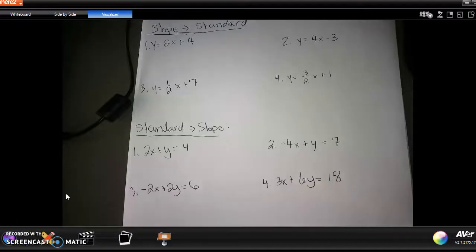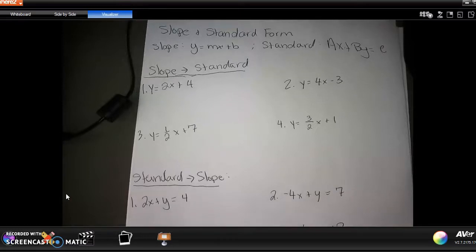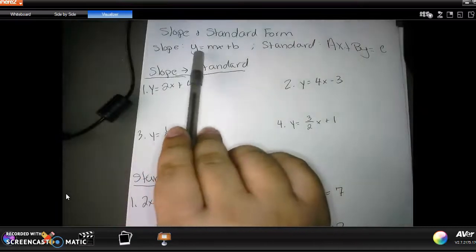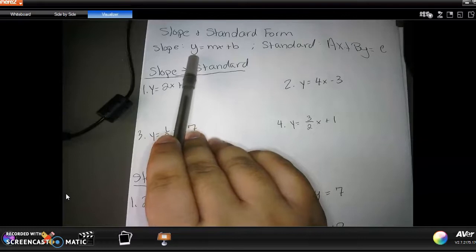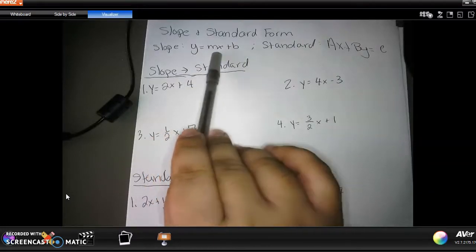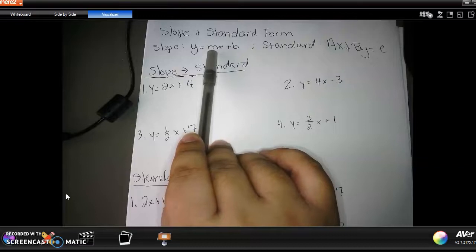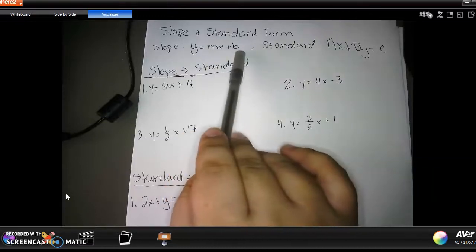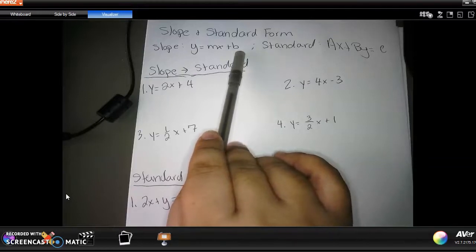Okay, so we're going back to our slope and standard form. Alright, so just a quick refresher. When we're talking about slope-intercept form, that's y equals mx plus b. If you notice, you just have y by itself on the left-hand side, and then on the right you have mx and b. So mx is just the number that has x with it. So that could be something like 2x, 3x, 4x, 1/2 x. B is just a number by itself. So that could be 1, 2, 3, 4, a million, whatever.